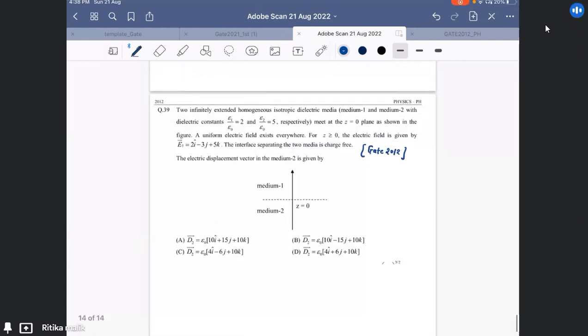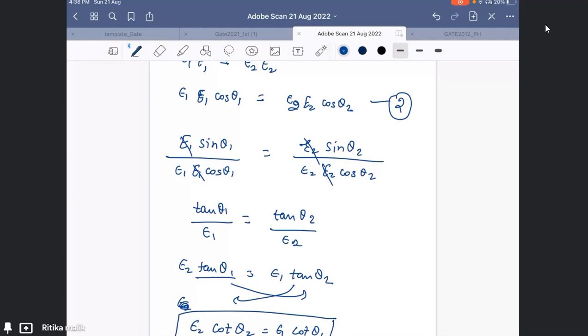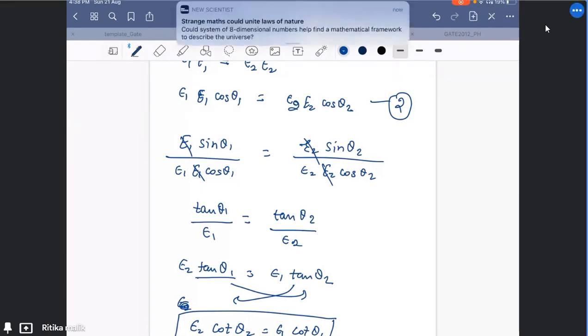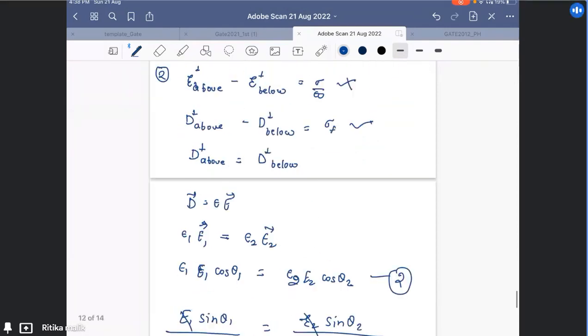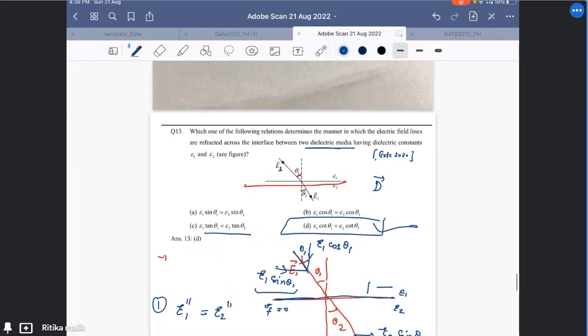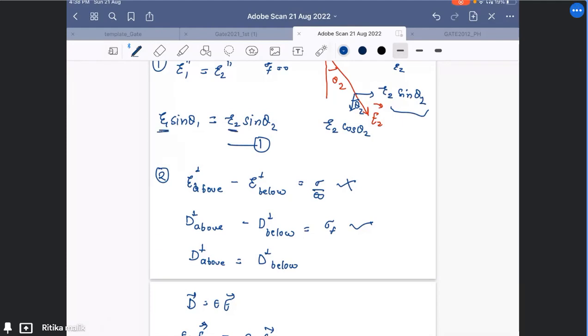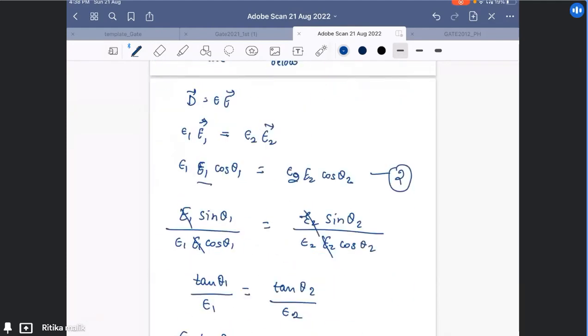No, ma'am, I have a question. Why do you divide equation 1 by 2? Because we have to get the answer in the form of epsilon and theta. This is the normal process. But our equation also has the electric field part, so we have to remove that, and that's the way we can remove it.